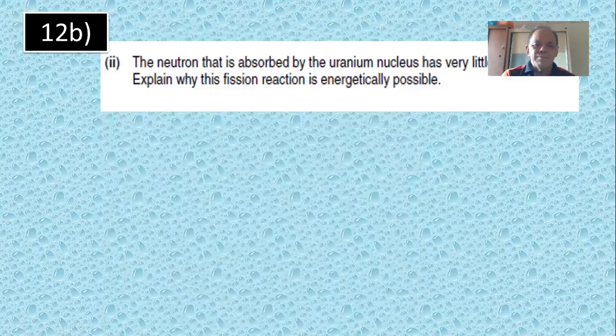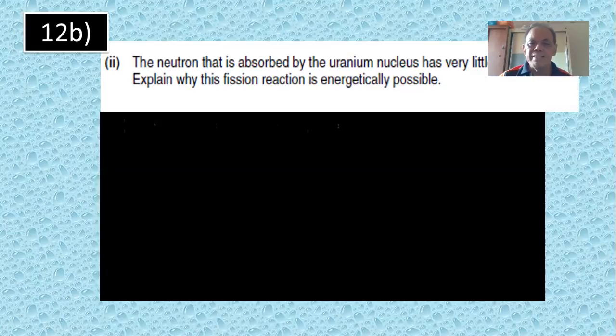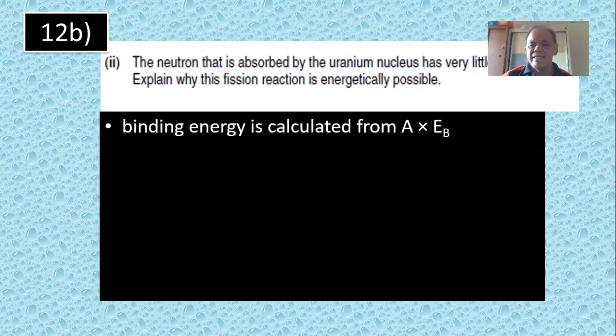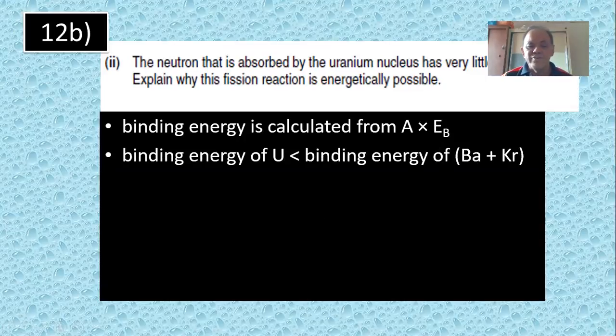The neutron that is absorbed by the uranium nucleus has very little kinetic energy. Explain why the reaction is energetically possible. Binding energy is calculated by taking our nucleon number times our binding energy per nucleon. And we find that for the reaction to take place, binding energy of product must be greater than binding energy of the reactant. That is what is happening, that's why the reaction can take place.